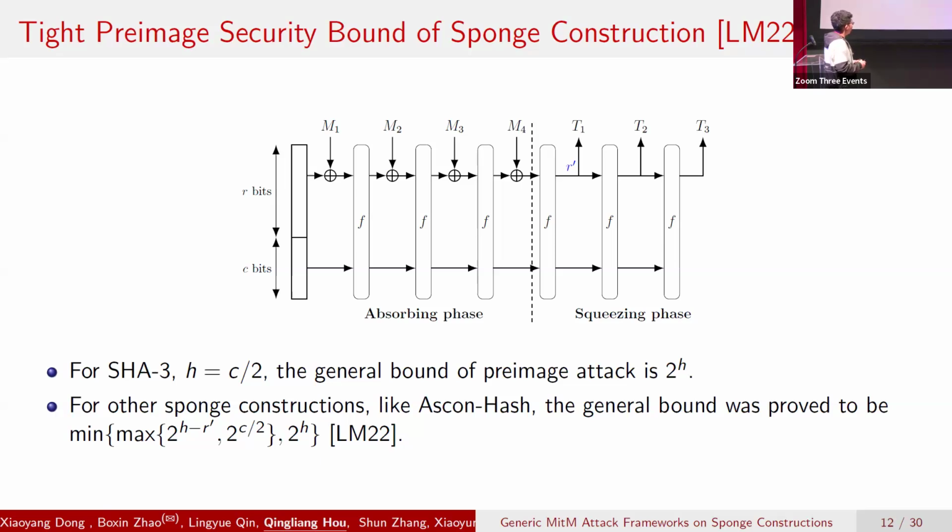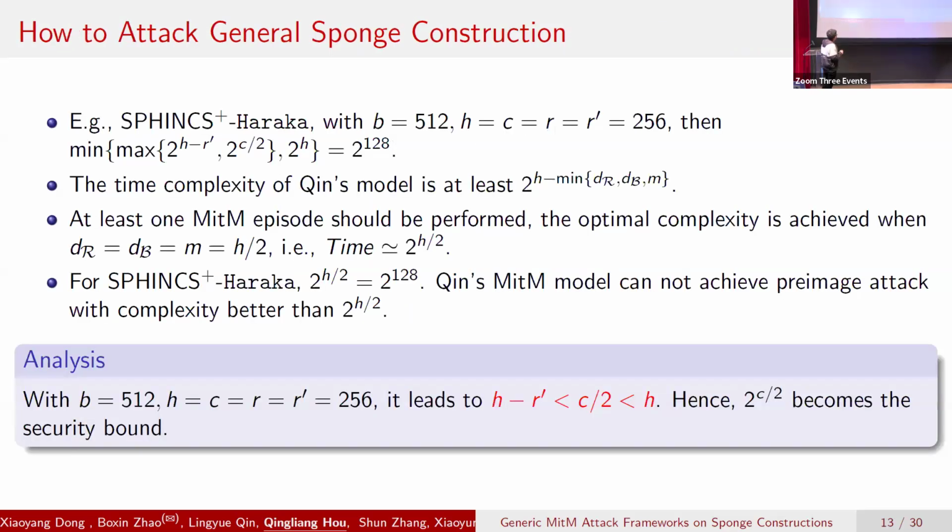But Qin's model doesn't always succeed. At Eurocrypt 2022, the general preimage bound was proved to be such a formula, and if 2 to the H exceeds the general bound, Qin's model may not work. We take the Sponge as an example. According to the above formula, 2 to the C over 2 is the general bound, that is 2 to the 128.